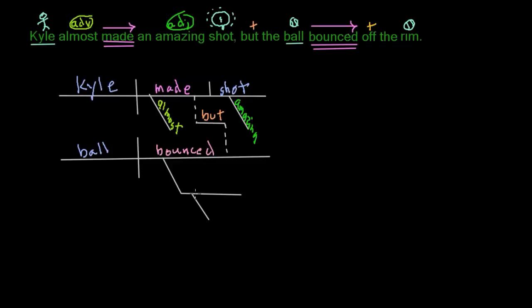We have an article modifier modifying ball. The is the article. The ball bounced where? Bounced off the rim.